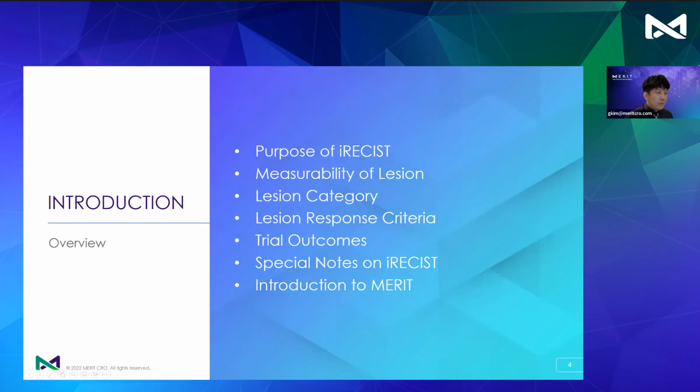Thank you very much for your introduction, Amanda, and thank you to everyone who's joining our discussion today. Today, we'll be going over the purpose and the background of iRECIST briefly, and we'll be touching base on the measurability of the lesion per iRECIST recommendations, also the lesion category that is used in iRECIST, lesion response criteria, and then we'll also be talking about the trial outcomes, a few special considerations for iRECIST. And for the last minute, we'll briefly talk about what we are as Merit and what we do.